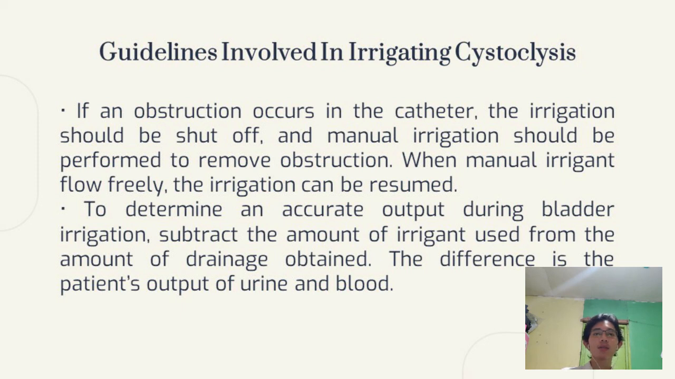And lastly is to determine an accurate output during bladder irrigation. Subtract the amount of irrigant used from the amount of drainage obtained. The difference is the patient's output of urine and blood.